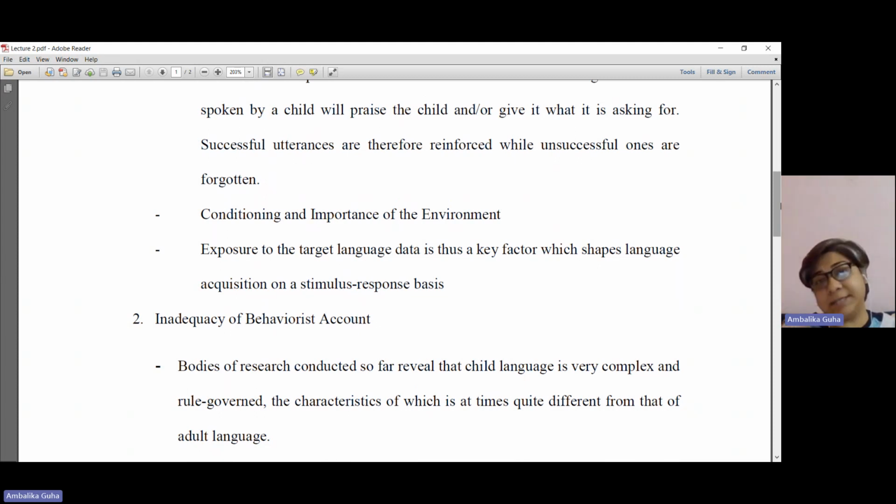If you remember in the last session, lecture 1, we spoke about the theory of empiricism. So what did we learn from that? We learned that children's source of language knowledge is the environment, solely from the environment, and that is exactly what behaviorists are saying. Exposure to the language data, particularly the native language data, becomes the most important factor through which the child gradually develops knowledge of that language. So the language data that the child gets from the environment keeps on shaping the entire language acquisition process, which happens on a stimulus and response basis.